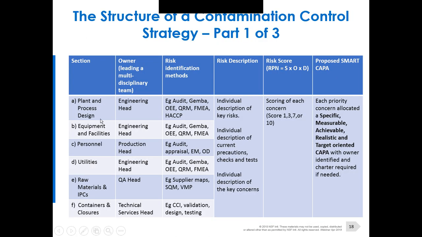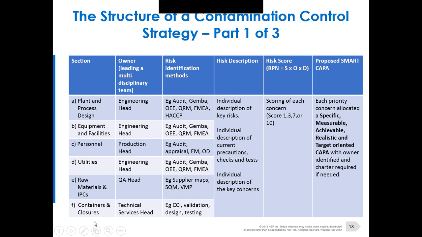So, when you look at the draft to Annex 1, there are a number of sections within the proposed contamination control strategy, and this is shown in column 1 on this table. And you can see over the next 2 or 3 slides that there are a number of sections that need to be considered when you're putting together a CCS.